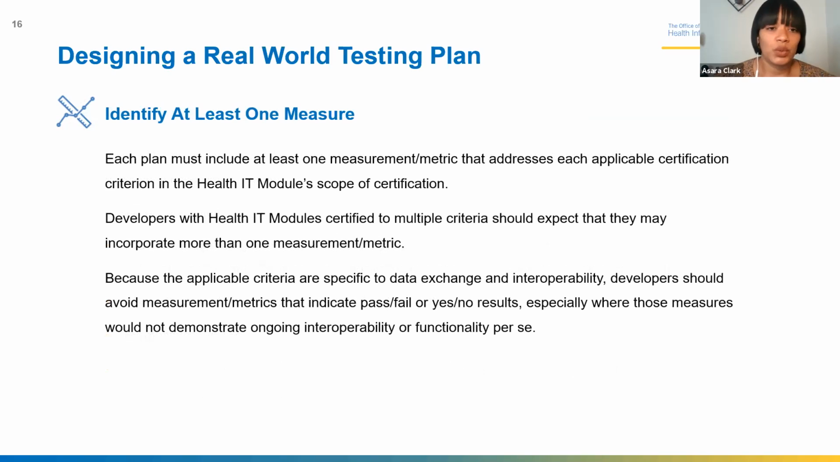Now, you have to have at least one measure as an element within your real-world testing plan. It must address each applicable certification criterion, okay? Each applicable certification criterion that is within the scope of your certification must be addressed by at least one measure. You don't have to have only one measure, but that's the minimum, all right? Your measure can address multiple criteria. And you want to avoid yes, no measures, pass, fail measures.